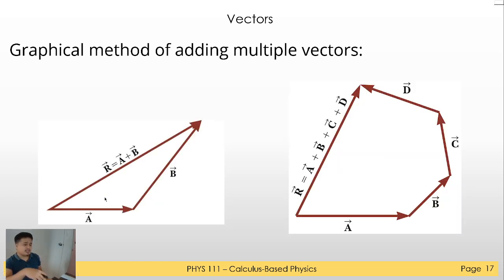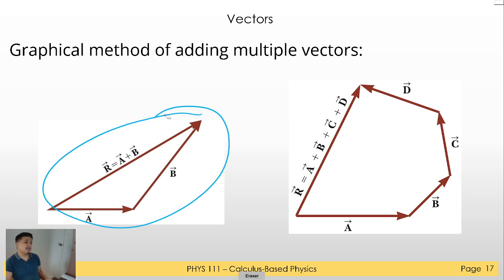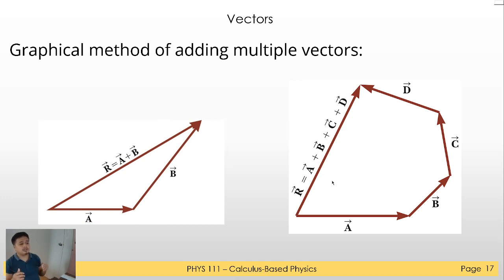Okay, so this can be done not solely for two vectors. This could be utilized for two or more vectors. So let's say you have a given vector a and vector b. The sum of these two vectors will be, let's say, the resultant vector, which is visualized as this. But it could be more than two. It could be four vectors or more. So the resulting vector is that when we connect these vectors one by one. Okay, so that's basically how we add vectors visually.